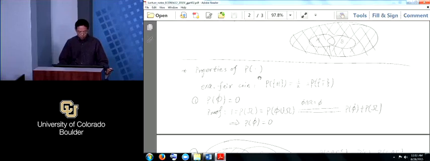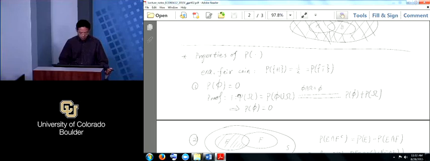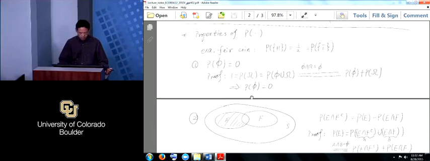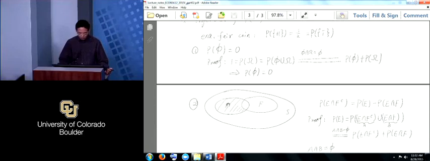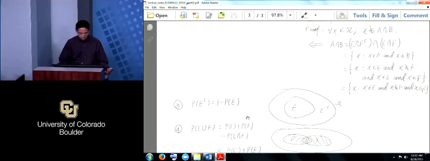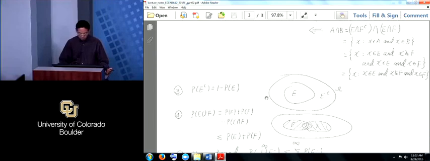Properties of probability. These are some useful formulas to help you do calculation. One is the probability of the empty set is 0. And if you want to calculate this, it's the probability of E minus its intersection. This is a very trivial formula, but it's often very useful. It can simplify your calculation.